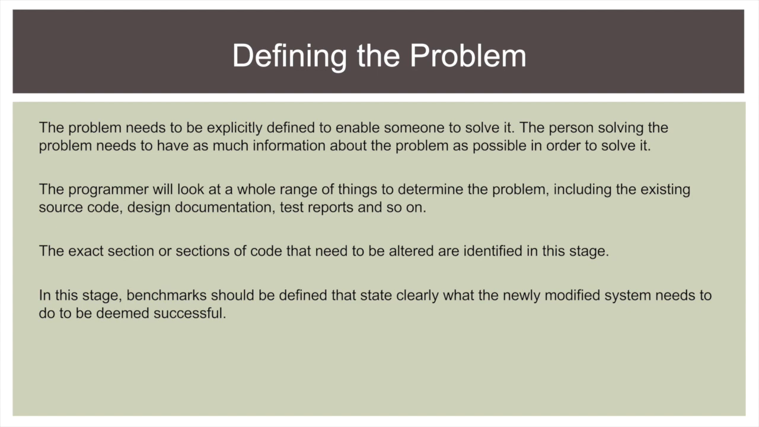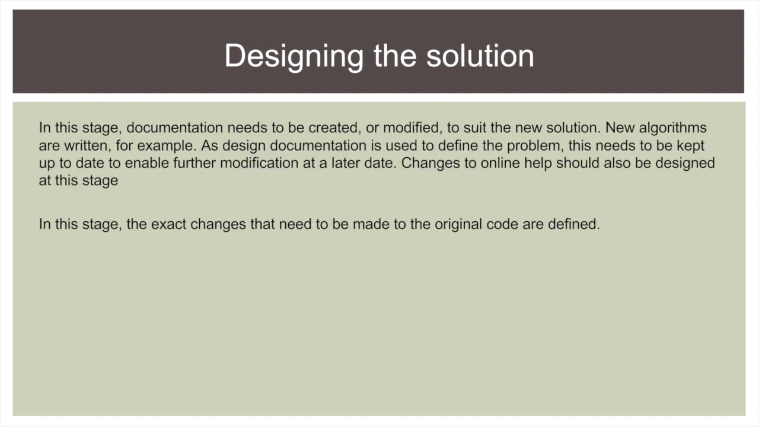With defining the problem, the problem needs to be explicitly defined to enable someone to solve it. The person solving the problem needs to have as much information about the problem as possible in order to solve it. And they get this from a whole range of places, including existing source code, the existing design documentation, test reports, and so on. The exact section or sections of code that need to be altered are identified at this stage, and benchmarks are defined that clearly state what the new modified system needs to do to be deemed successful.